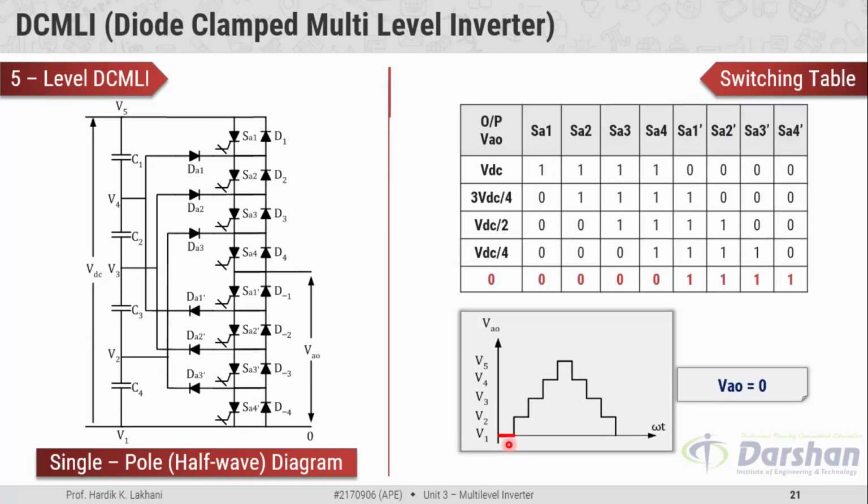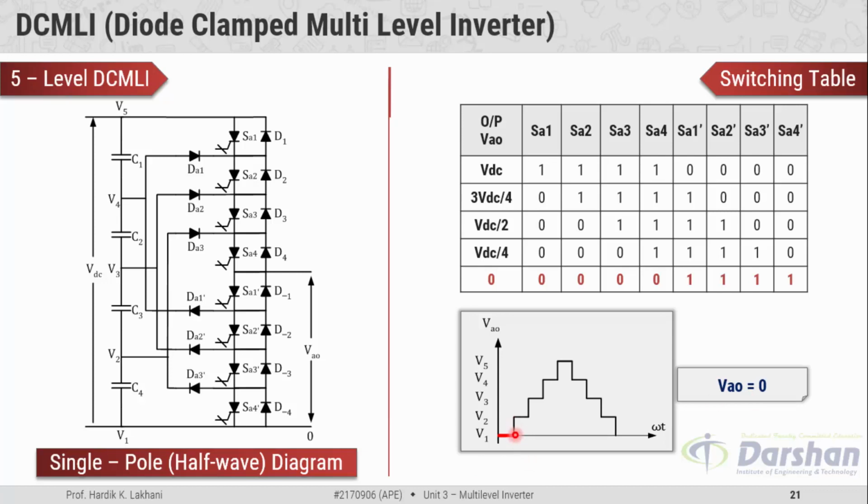So to produce the first level V1 with magnitude equal to 0, the states of the switches should be like this. SA1 to SA4 should remain in the off state condition, and SA1 dash to SA4 dash, all the lower half switches, should be in the on state condition. Because of that, the upper terminal of output side gets connected to the first node V1. So we get output voltage equal to 0. We get this magnitude till this moment.